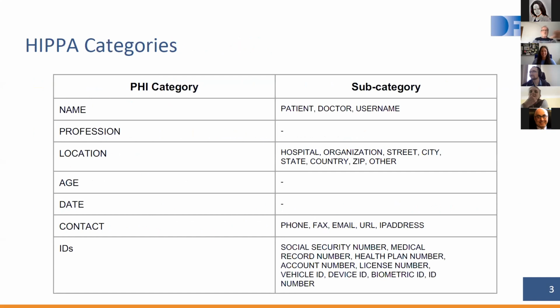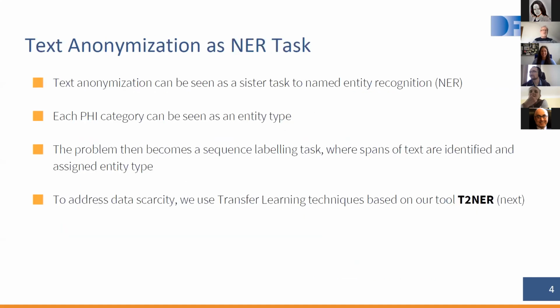So here you see to the left, the core categories: name, profession, location, age, date, contact, IDs, and to the right, you see subcategories of that. So for example, hospital, the name of the hospital, the location of the hospital, the organization, street, city, and other kind of information. Next slide.